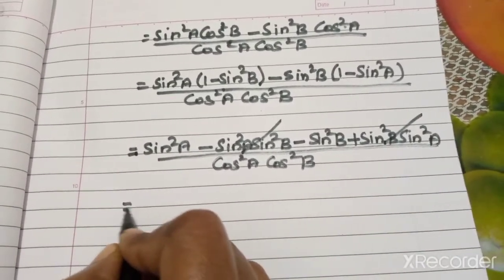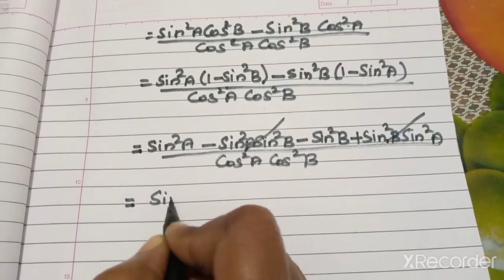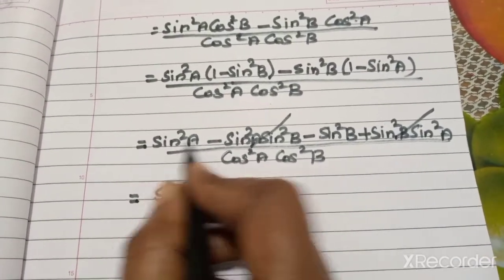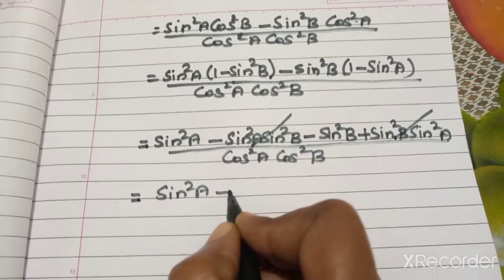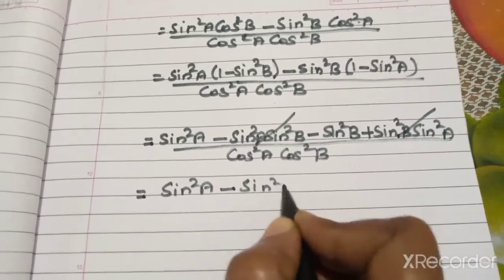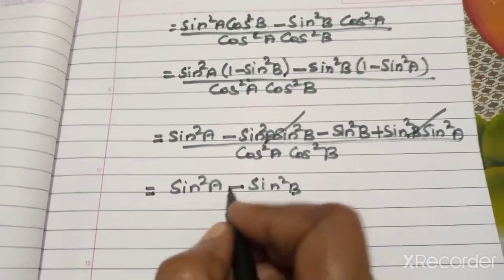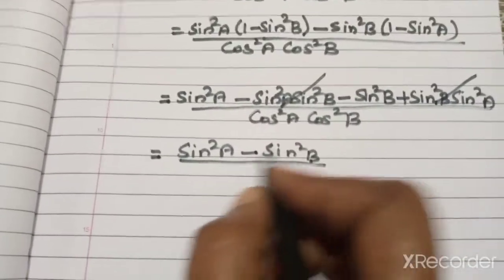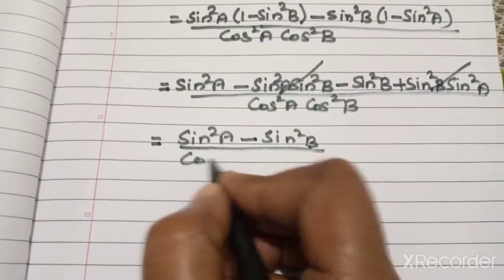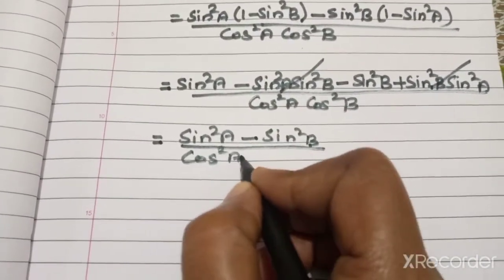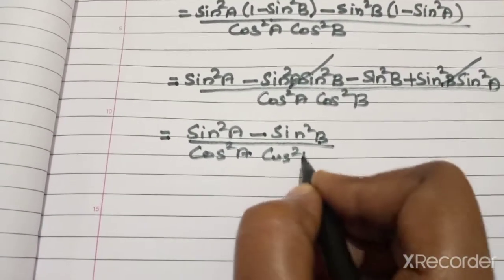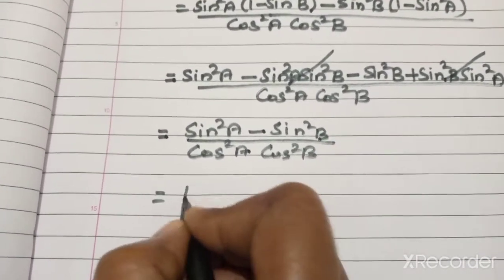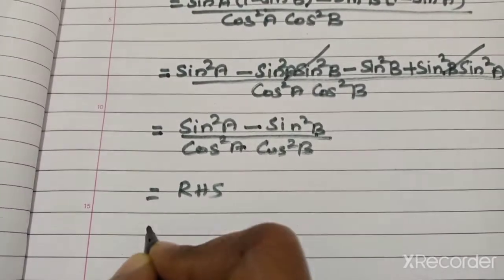Remaining terms let's write, which is equal to sin square A minus sin square B, divided by the denominator cos square A into cos square B, which is equal to RHS. Okay, hence proved.